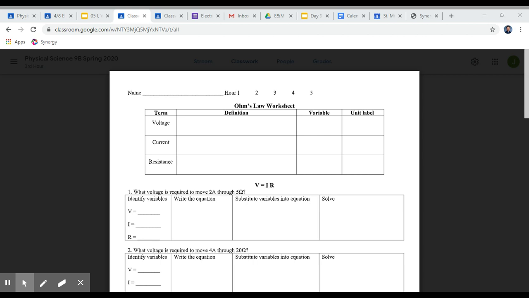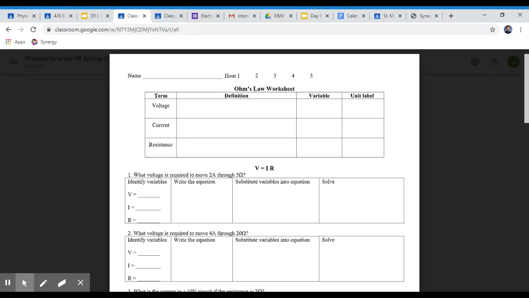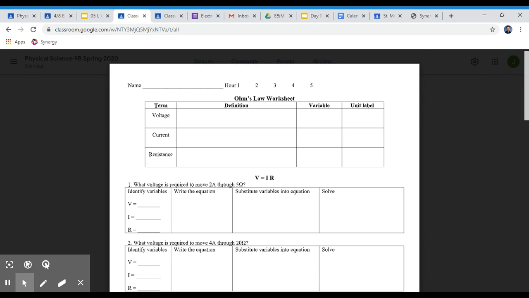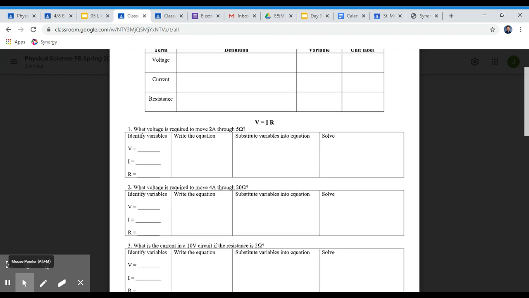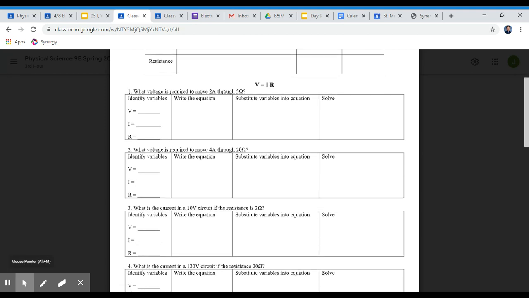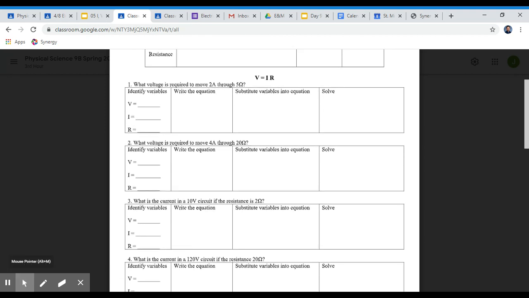All right, ladies and gentlemen, we're going to walk through a couple problems here using Ohm's law. Just as a reminder, Ohm's law is voltage is equal to current multiplied by resistance. I just talked about voltage, current, and resistance in my previous video, so I'm not going to go over those right now. Oh, look, there it is right there, V equals IR.